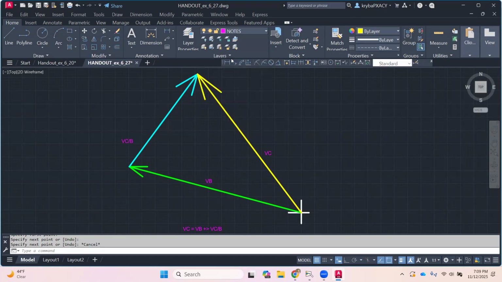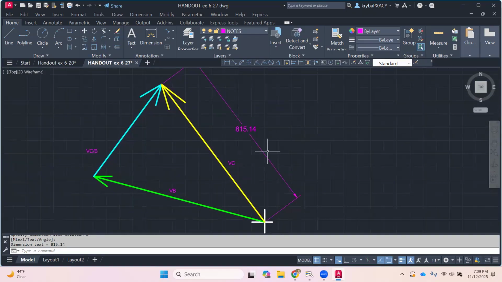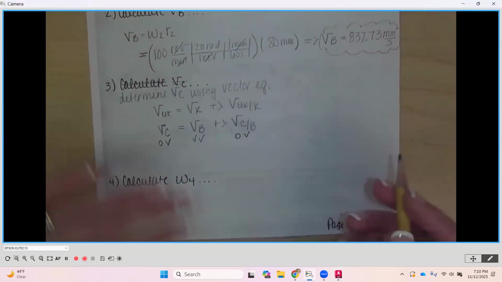Now, I am going to measure, or dimension, the length of the velocity of C. And the length is going to come out to be 815.14. Make sure you grab the endpoints. Now, because we didn't scale this, this is the actual value. So this is going to be 815.14 millimeters per second.